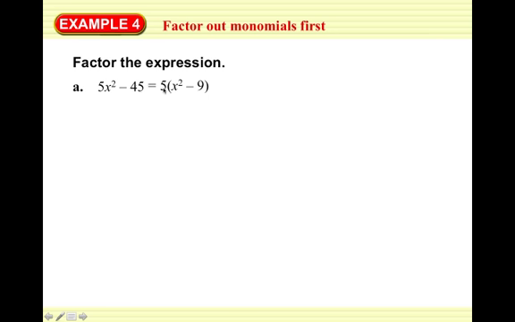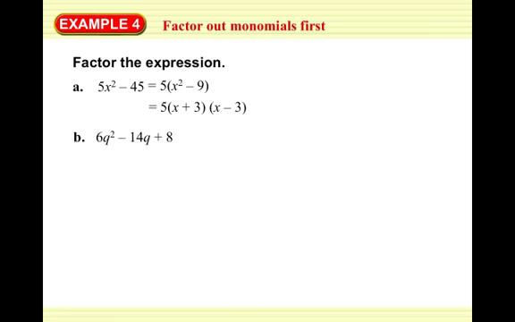So we'll factor out the 5. 5x squared divided by 5 is x squared, minus 45 divided by 5 is 9. Well, 9 is 3 squared, so we've got a difference of 2 squares there, so we can factor some more. We've got 5 times (x plus 3) times (x minus 3).